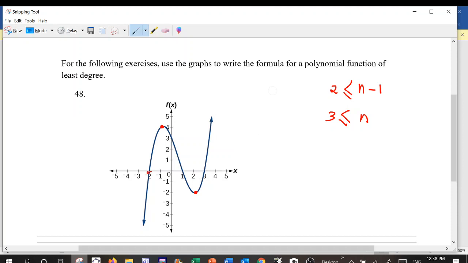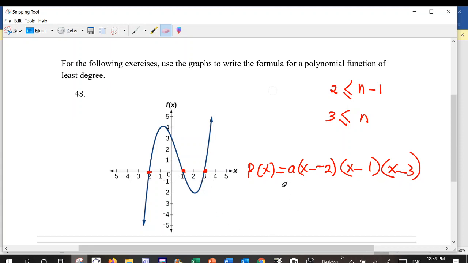Now, we also know this has 3 roots. So we can write p of x equals some a, we just call it a because there's only one a, times 3 of these: x minus the root, x minus the root, and x minus the root. We have the roots here: negative 2, 1, and 3. Oops, these are the roots, not the turning points.